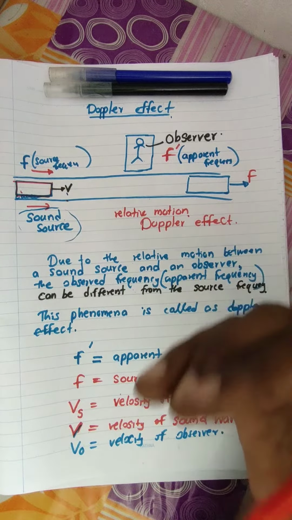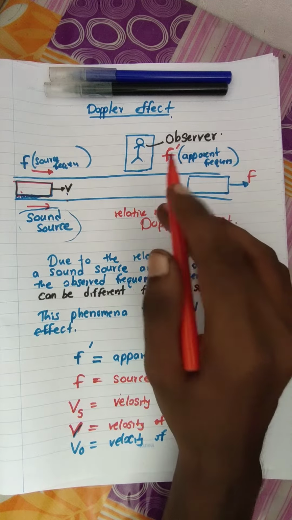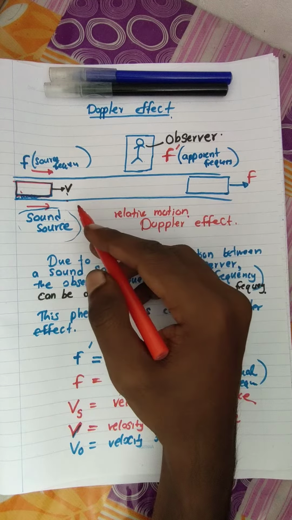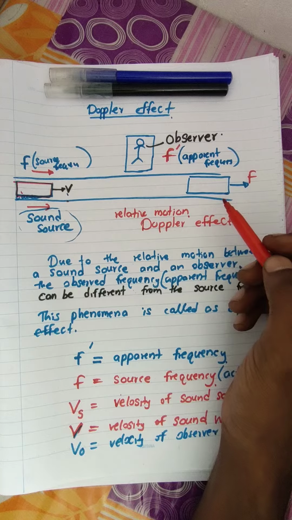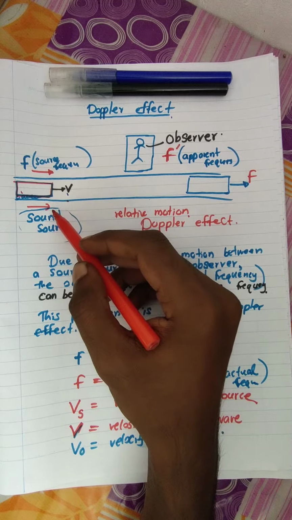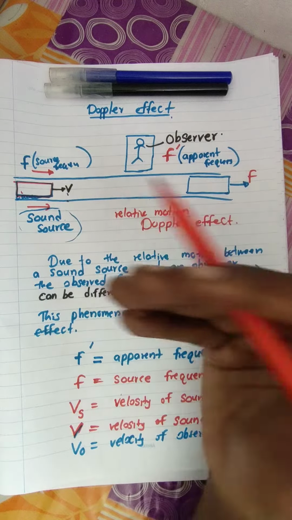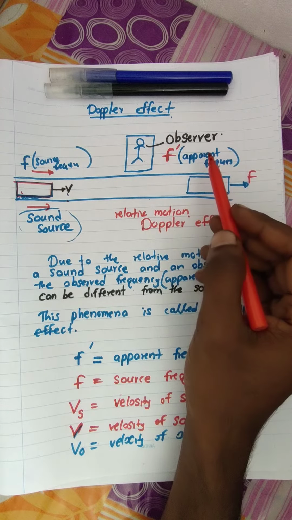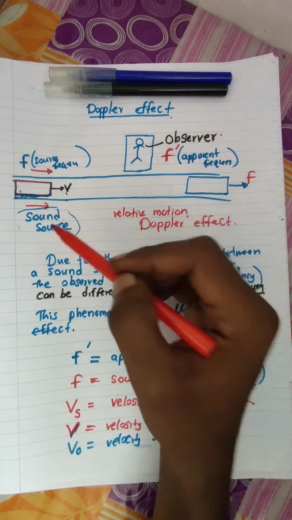Apparent frequency, first of all, I will explain what the apparent frequency is. Apparent frequency means the frequency which the observer feels due to the motion of this sound source. The actual frequency means the sound source has an actual frequency. That frequency does not depend on the velocity or anything. But here the apparent frequency can vary with the velocity of the sound source.